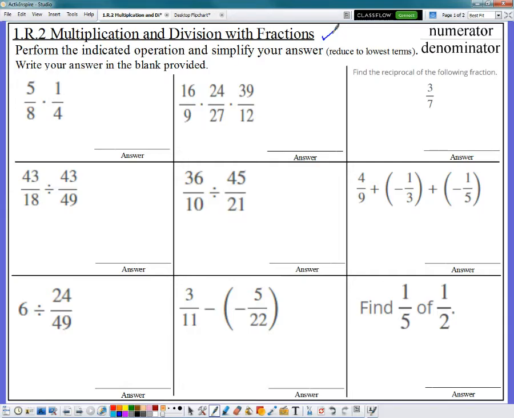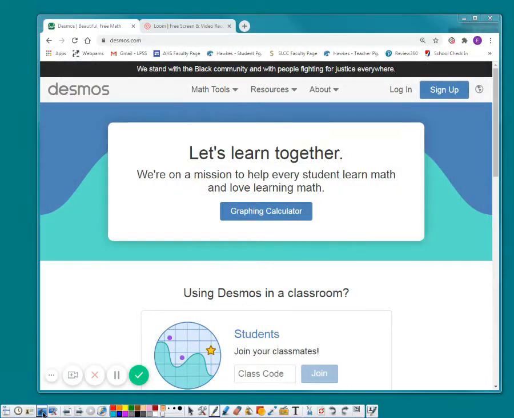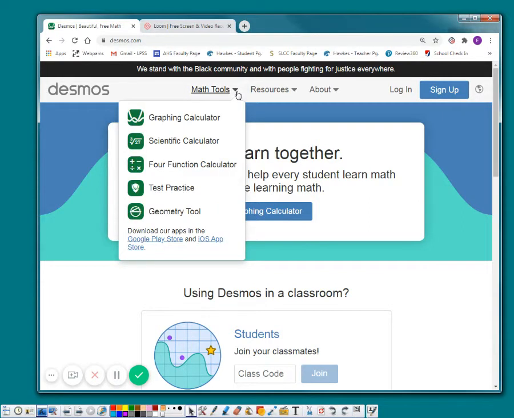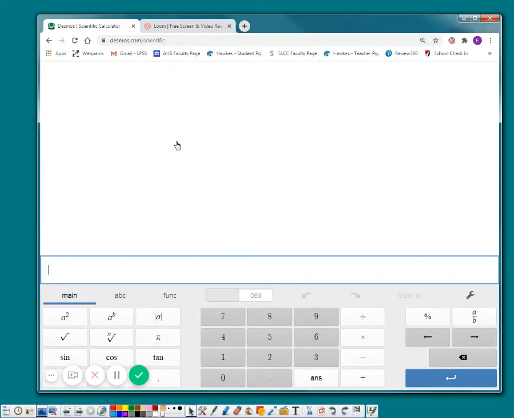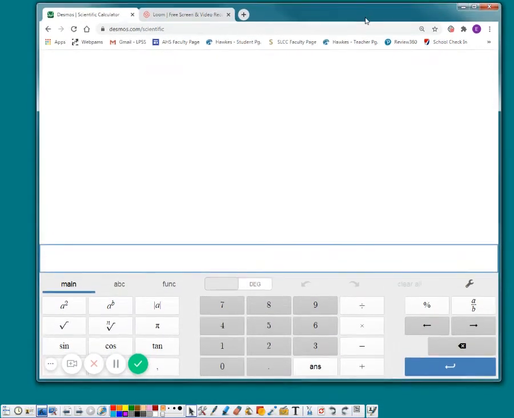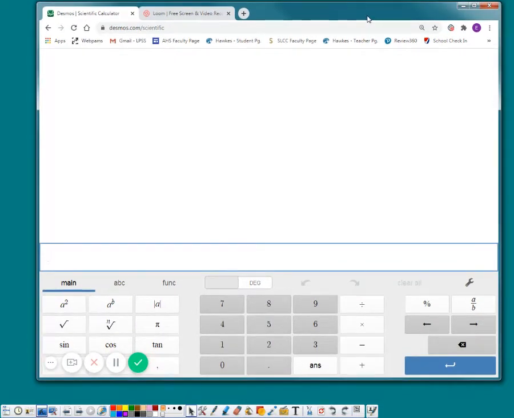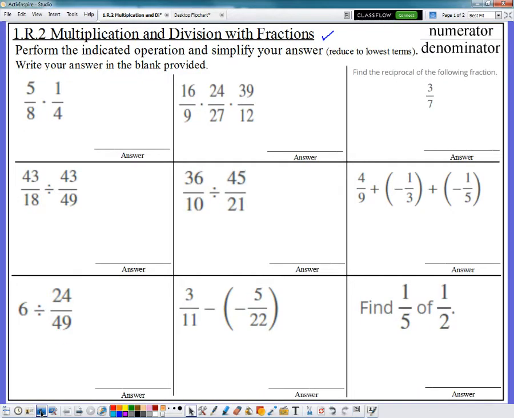No big deal. I suggest that you go ahead and go to desmos.com and use the free calculator that is available online. There is no need to purchase one. It is free. When you go to Desmos, you're going to see Math Tools, press the down arrow and click Scientific. That will bring up your lovely little calculator you need. Now, if you have one at home, you're more than welcome to use that, but this one's free. All right, so we're going to go ahead and get started with number 1.